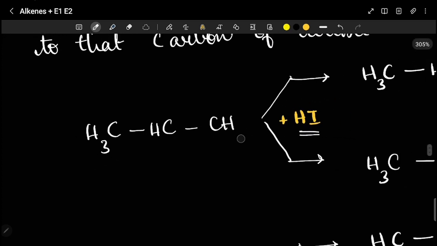So the product is thus formed like this, and then the iodine comes and attacks here like this. This will be the major product. And what would be the other case? The other case would be the hydrogen attacks here like this. The hydrogen comes and attacks here, and the iodine attacks here. So these are the two products.